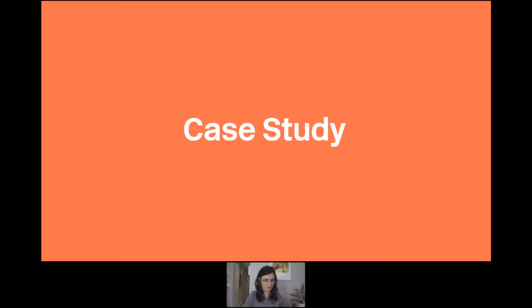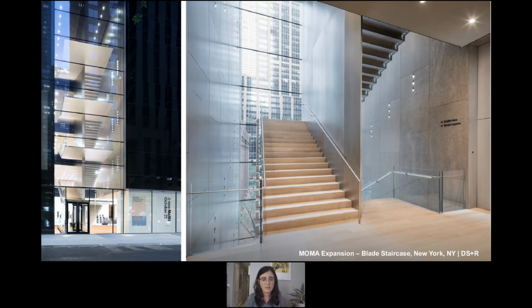And then I wanted to go into a bit more depth on a case study that we did. And this is the MoMA expansion here in New York. We did the final engineering for the blade stair, working for the metal fabricator Dante TC in Argentina. And this is a very interesting project because I went there shortly after the expansion opened in October of 2019.